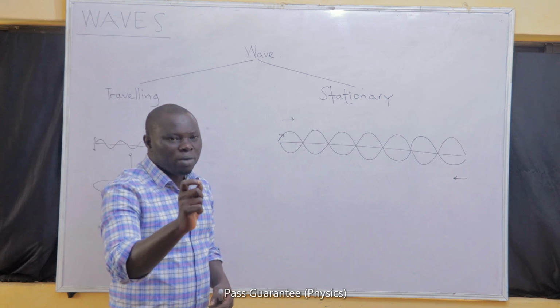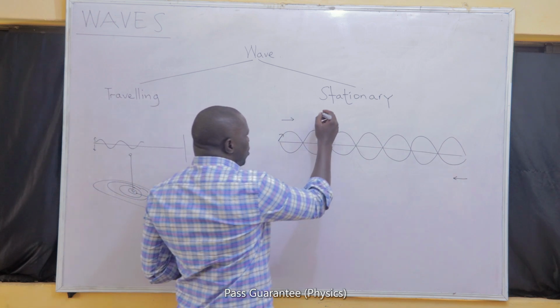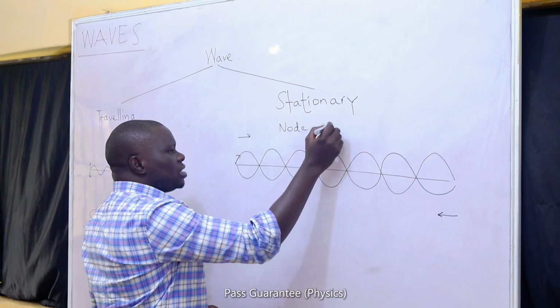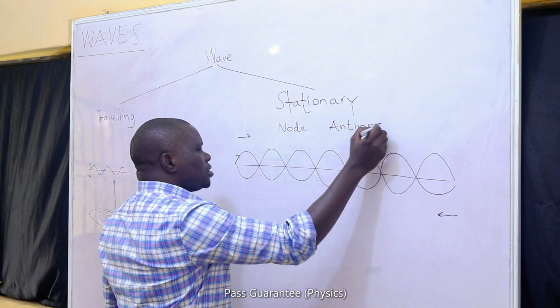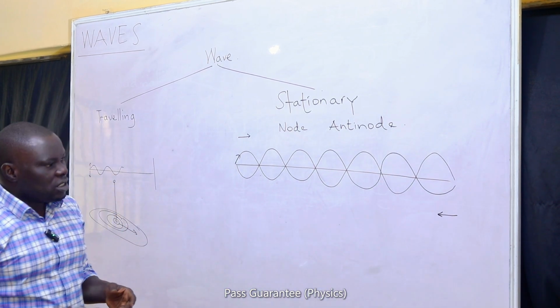Anytime we have a stationary wave, there are two basic points that we should also talk about. Those points are what I call the node or the nodal point and the antinode or the antinodal point. The nodal points are points of zero vibration.